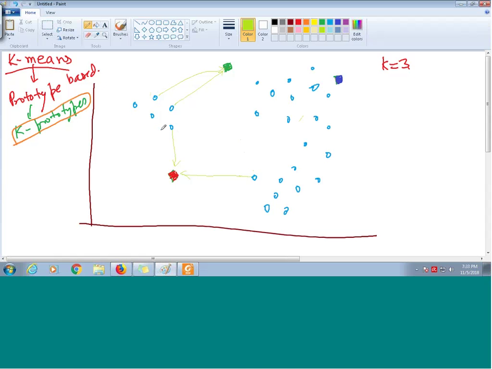What about this item? It looks like that is going to be assigned over here. What about this item? Assigned over here. This item is assigned here. This is assigned here. This item is assigned here.